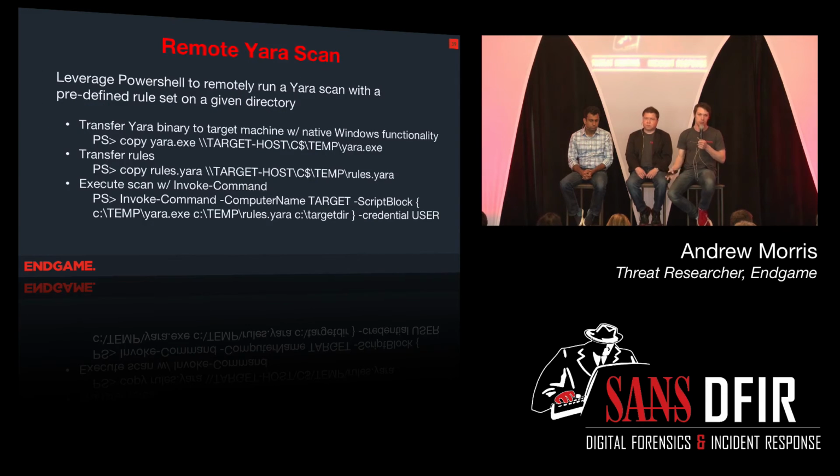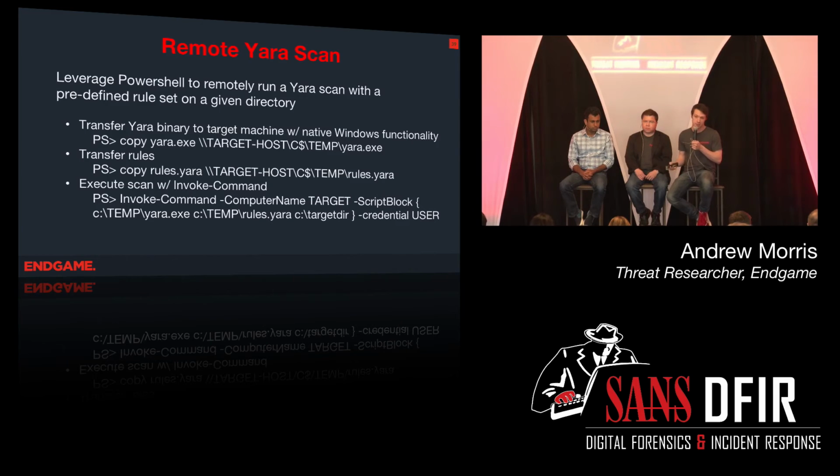So if you wanted, you can use PowerShell native Windows functionality to go out and transfer the Yara binary over to another machine and then remotely execute it against your rule set. You can do that natively with PowerShell. You can do that with GPO. Basically, all you're doing is, I've got an example here, copying the actual Yara binary to a machine or a set of machines.